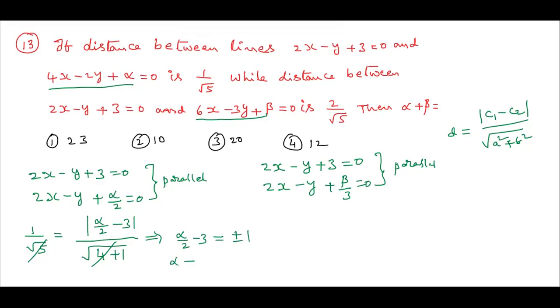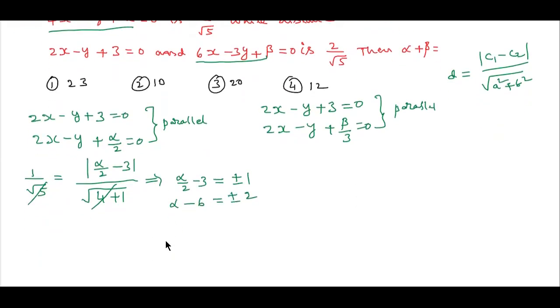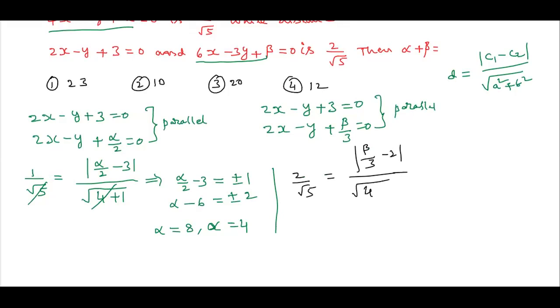So alpha minus 6 is equal to plus or minus 2. Now take the positive first. If you take positive, the alpha value is 8. If you take negative, the alpha value is 4. Okay. Now go to the second one. The distance between these two parallel lines is already given as 2 by root 5, equal to modulus beta by 3 minus 2 divided by under root 4 plus 1.